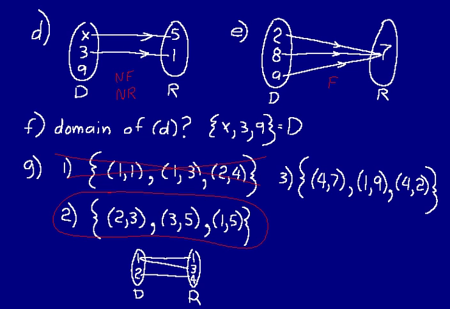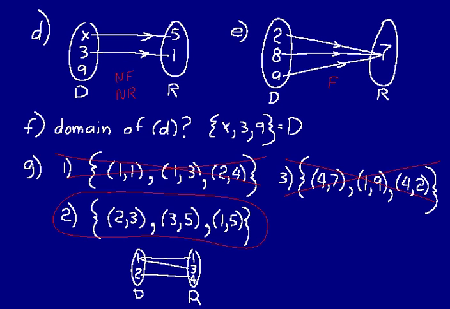Now let's go ahead and look at 3. We have (4, 7), (1, 9), and (4, 2). Right away we see we have 4, an x value, repeated twice, so that should tell us right away that that is not going to be a function. The 4 maps to a 7 and to a 2. That's not in the definition of a function. In a function, each input maps to only one output.